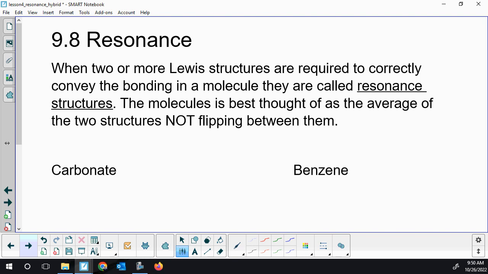So when two or more Lewis structures are required to correctly convey the bonding in a molecule, so that the formal charge is the same in both, okay, we call those multiple structures resonance structures. The molecule is best thought of as neither drawing, but the average of the two.